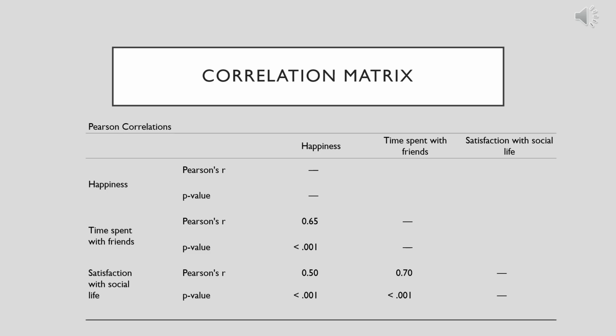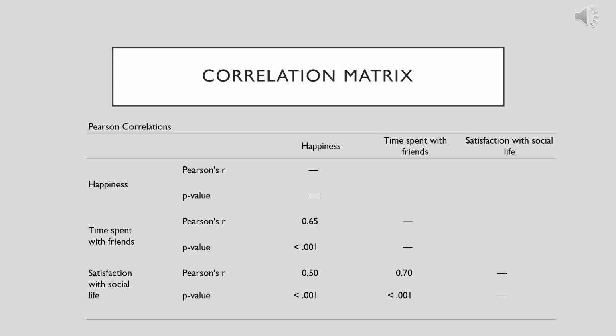Now, let's stay in that same column of happiness and go 1 further row down to satisfaction with social life. This is the bivariate correlation of satisfaction with social life and happiness. Pearson's R is 0.50, and the p-value again is less than 0.001, so that is less than 0.05, which is a significant relationship. It's a positive relationship, as was time spent with friends and happiness, and that would be expected.